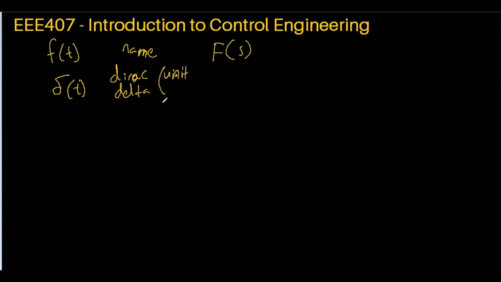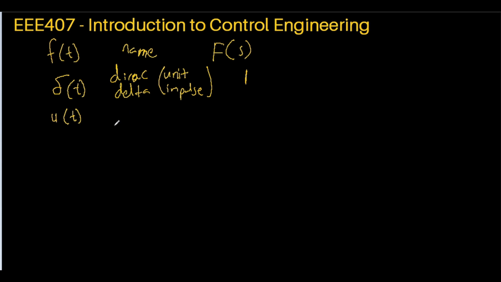Unit impulse. Okay, so when you have the unit impulse function, the Laplace transform of that is simply 1. So the Laplace transform of the unit impulse is simply 1. We already encountered this in the last class.